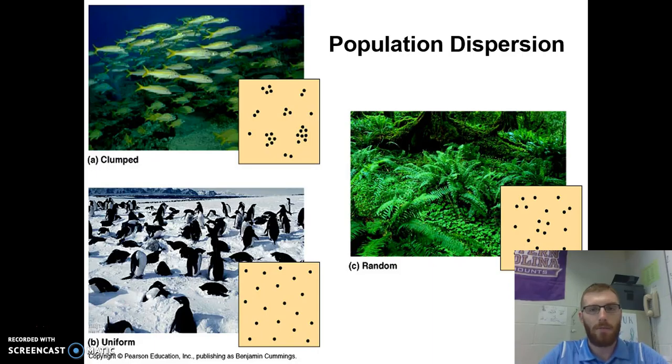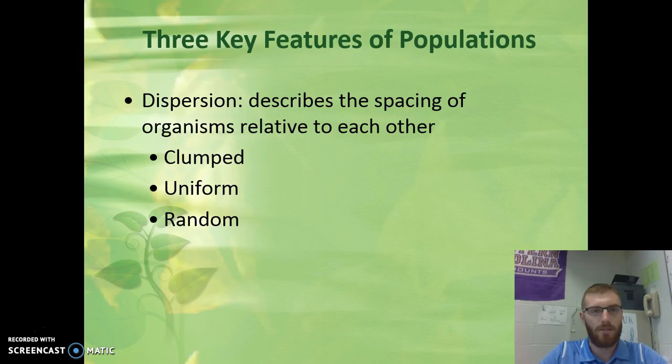Here you can see types of population dispersion. We can talk about clump dispersion, like schools of fish, uniform dispersion, where everybody is just spread out uniformly, and then there's random dispersion where everything is just all over the place.